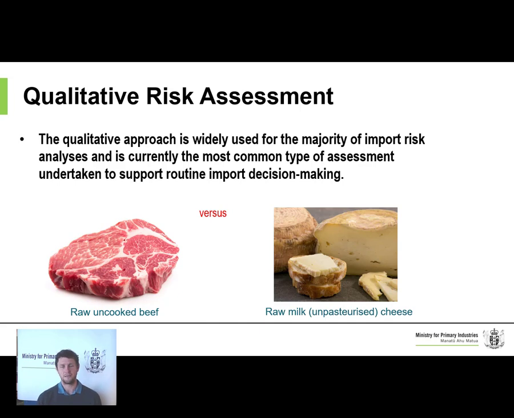I don't make a quantitative assessment saying the likelihood of me having a crash is 0.036, and therefore that will determine whether or not I'm going to wear a seatbelt or keep to the speed limit. So qualitative risk assessment is the most appropriate for most import risk assessments.